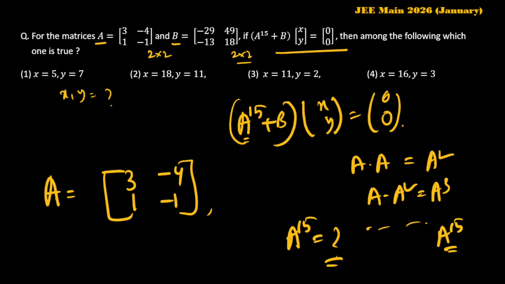So we want to find a pattern such that A power 15 can be found easily. For this, we observe the pattern of A power n. If we put n equal to 15, we get A power 15. So in this case we first find A square and A cube, one or two terms.